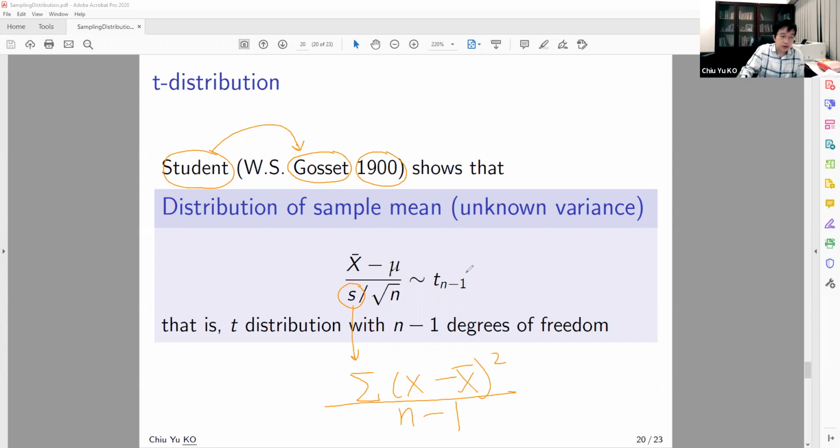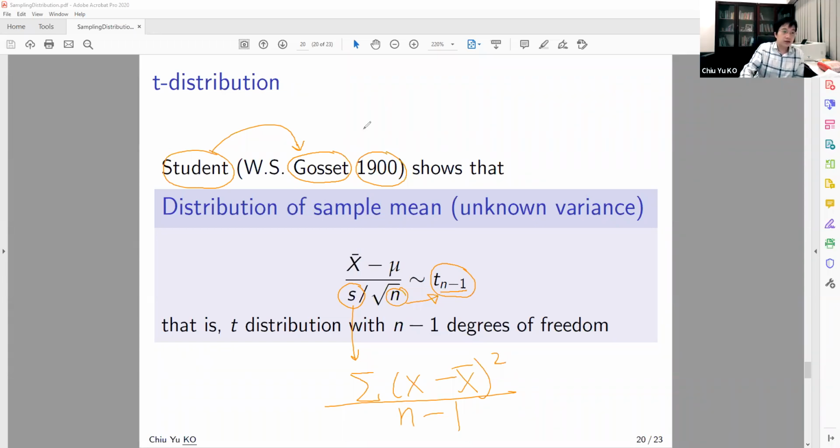This will follow a distribution called Student t, with degrees of freedom n minus 1. You have n samples, so it becomes n minus 1. Is that okay for this one? This is very, very important.